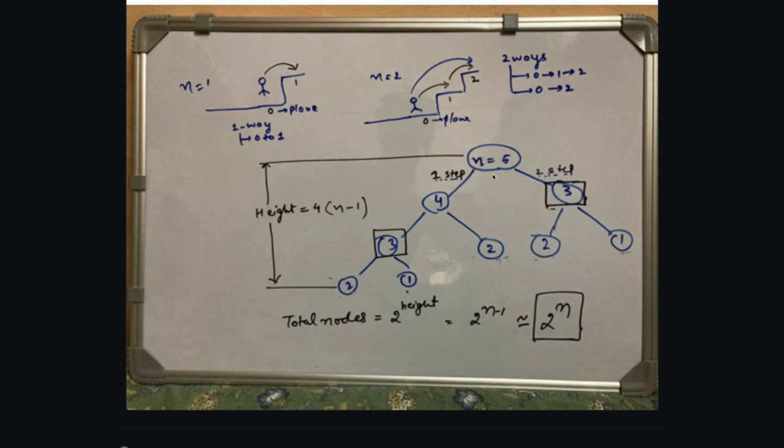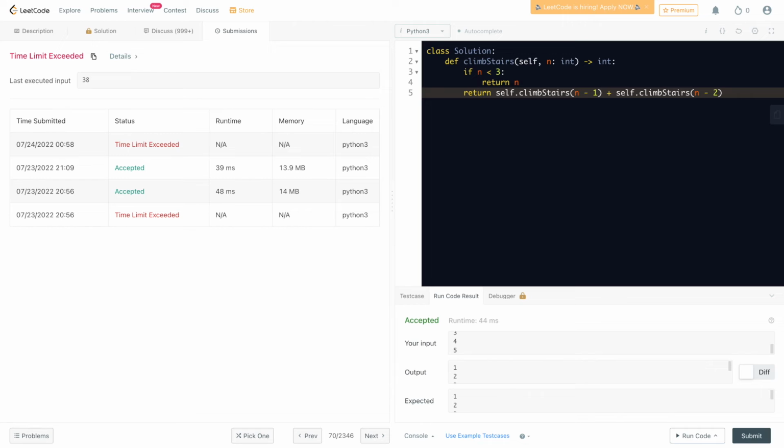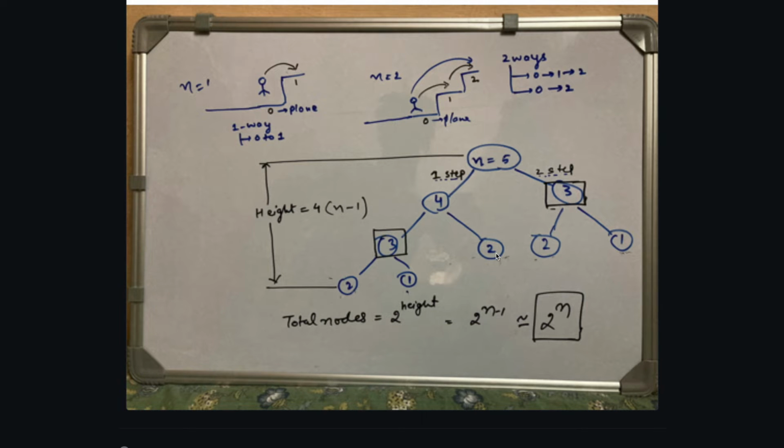And in a binary tree, we know that if the height of a balanced tree is n, then the total number of nodes in that tree would be 2 raised to power n. So that's why the time complexity of this solution is 2 raised to power n, which is exponential. That's why it is not accepted, and for 38 it is giving time limit exceeded.